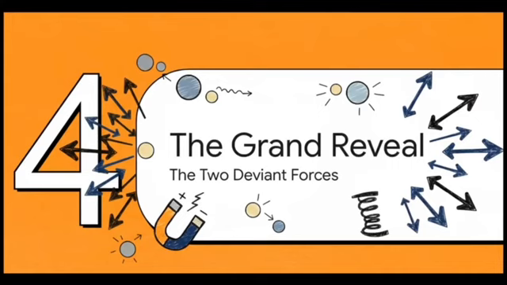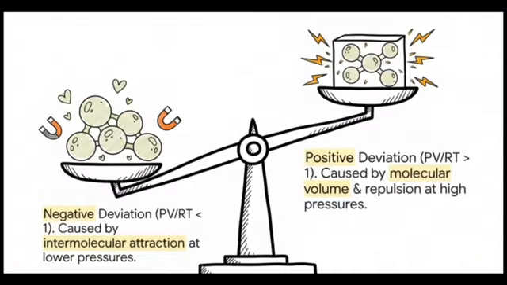So, after cracking all three of these cases, we can finally reveal the fundamental principle that's behind all real gas behavior. You see, it all boils down to a constant tug of war between two competing forces. And this is the key takeaway, for sure. On one side, you have intermolecular attraction. This is the dominant force at lower pressures and temperatures, and it pulls molecules together, causing that negative deviation.